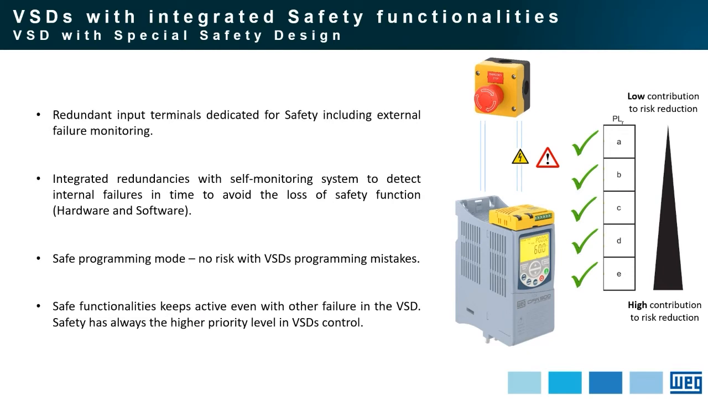And in the end, and here the more important, is that the safety functionalities will keep active even with other variable speed drive failures. It means that safety has the highest priority level in the variable speed drive control. If the variable speed drive has any other problem like overload or over temperature, these conditions will not switch off the safety functionalities. So the safety will always be available to comply with the highest contribution to risk reduction.